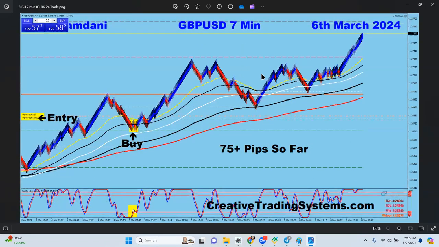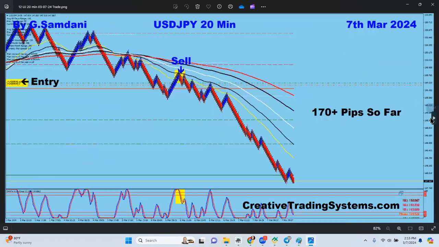Pound USD long from here, it came down and again going up, 75 pip on the 6th. And then USD yen from the 20-minute chart. This was the entry, right? On the 5th, the same day when I made the chart, I had this entry, so I took it. Beautiful one, not me, but see the arrow here. That arrow tells you that it's the EA opening the trade, right?